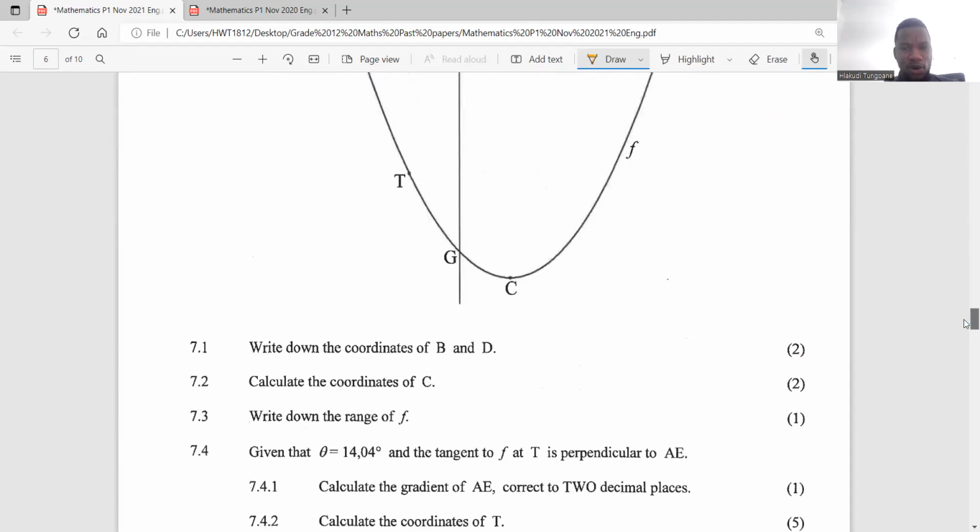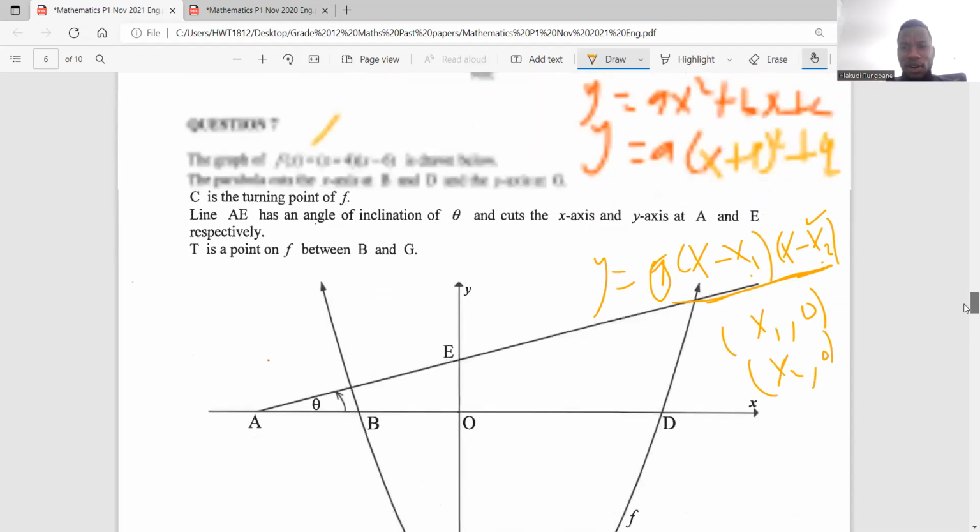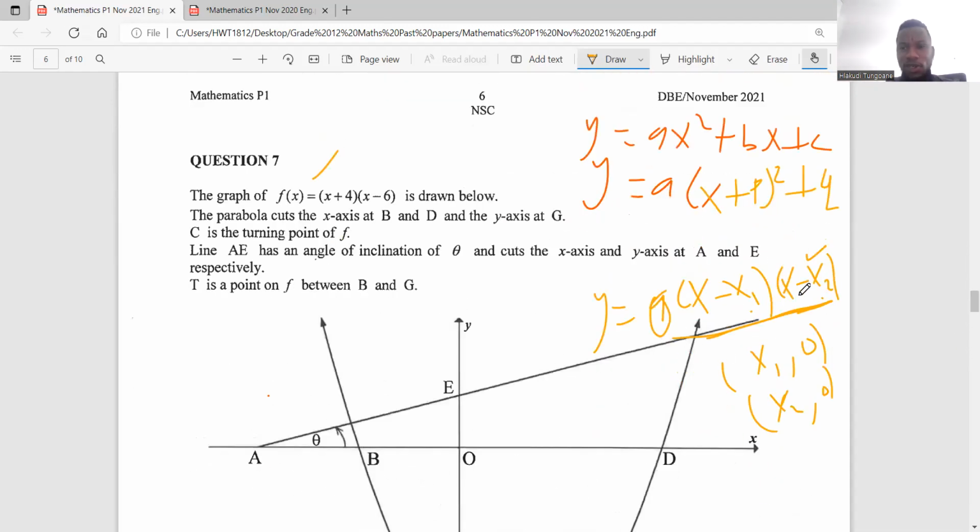Okay, so the first question is: write down the coordinates of B and D. Remember, when the question says write down, they don't need you to do any calculation. You just have to get the answer straight from your previous questions or from the information they gave you. When the equation is in this form, the x-coordinates are x1 and 0, and x2 and 0.